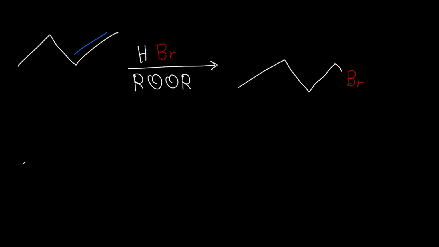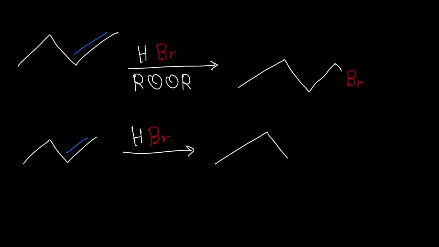Now, if you were to do this reaction without the peroxide, you're just going to end up with Markovnikov addition, which would mean that the hydrogen would go to the carbon with the most hydrogens already on it.